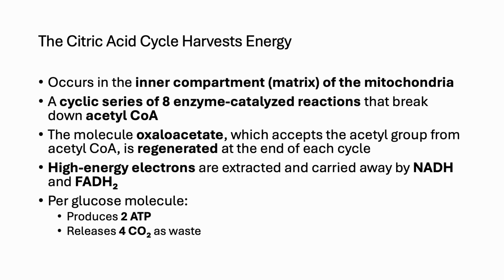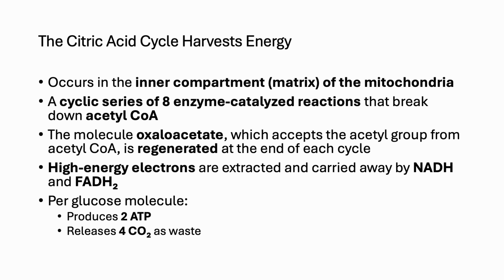The citric acid cycle, also called the Krebs cycle, occurs in the mitochondrial matrix and is a cyclic series of 8 enzyme-catalyzed reactions. Acetyl coenzyme A enters the cycle by donating its acetyl group to oxaloacetate, forming citric acid. As the cycle progresses, citric acid is broken down, releasing carbon dioxide as waste, and regenerates oxaloacetate to continue the process. Along the way, high-energy electrons are extracted and transferred to the electron carriers NADH and FADH2, which transfer them to the electron transport chain.